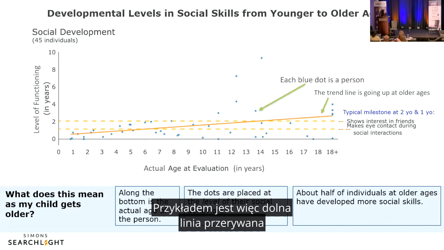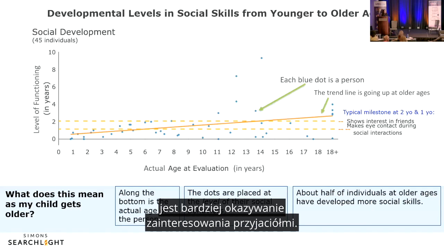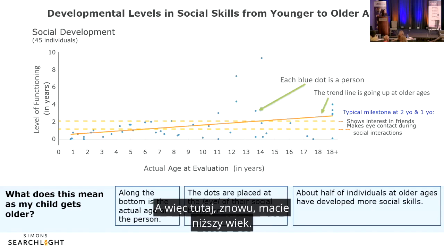So the bottom dotted line is an example of making eye contact. And then the 2-year-old mark is more showing interest in friends. And so here, again, you have a lower kind of age. Around that 6 years of age is when we're starting to make eye contact and engage in those social relationships.